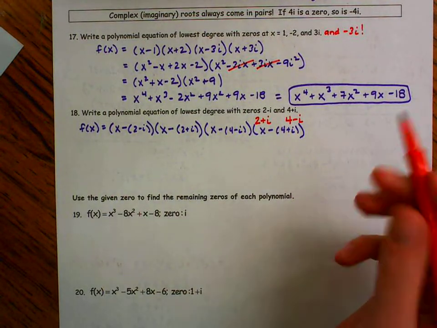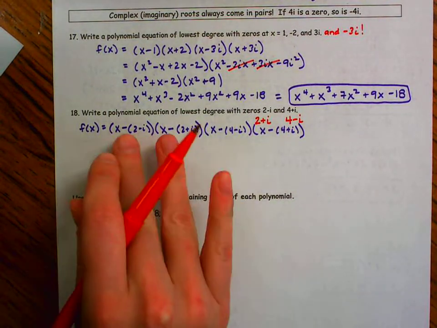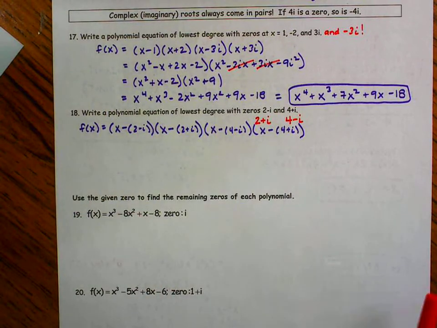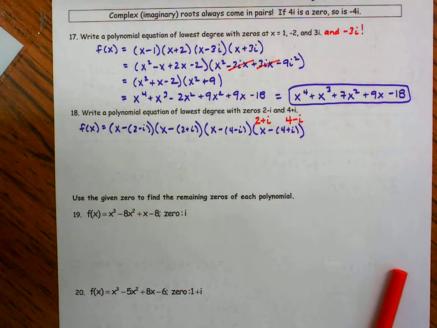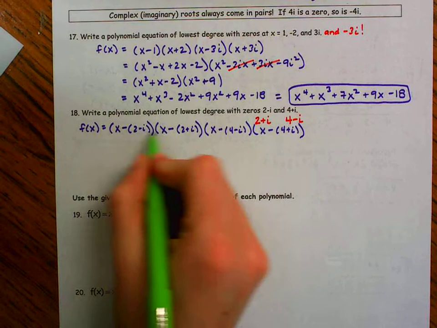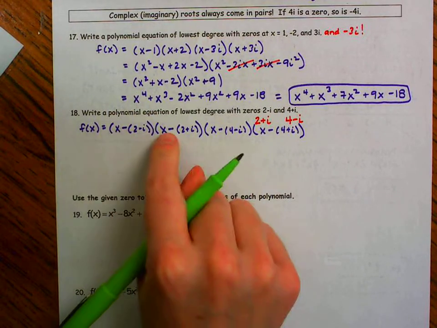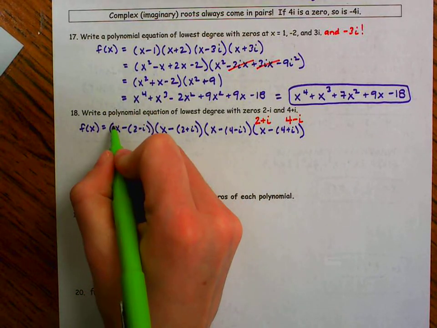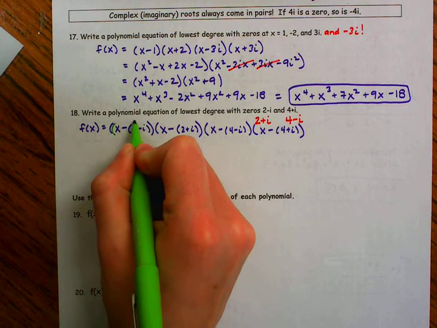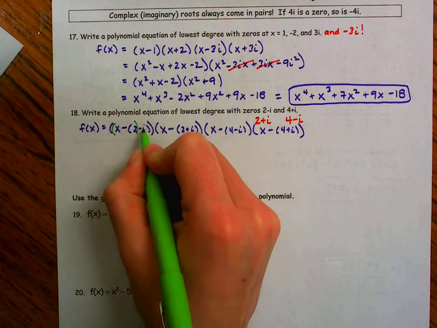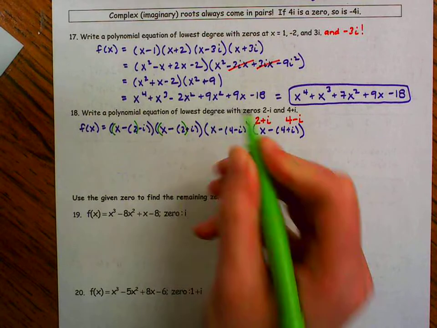When I FOIL these out, you'll notice that if I rewrite these slightly, I have a difference of squares. I don't know that my blue is showing up well, so let me see if this green will show up better. Okay, when I FOIL this out, I don't really want to do x times all of these, 2 times all of these, i times all of these. So notice that I can regroup these as x minus 2 minus i and x minus 2 plus i.